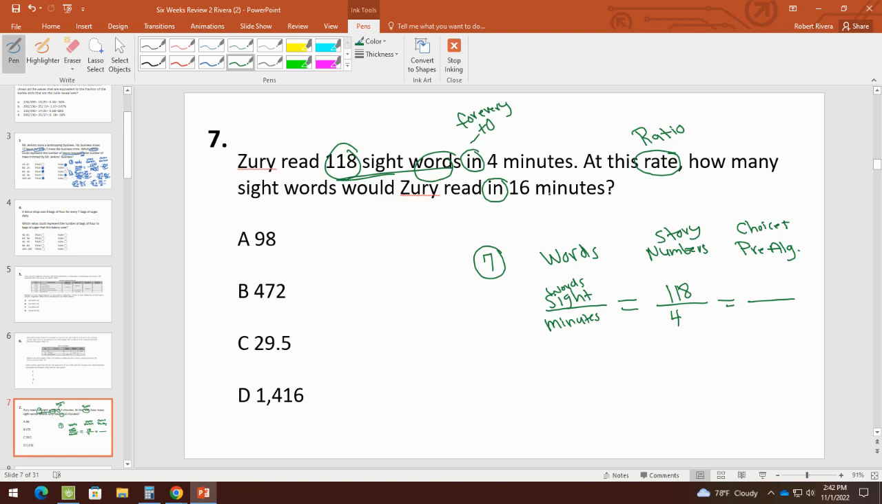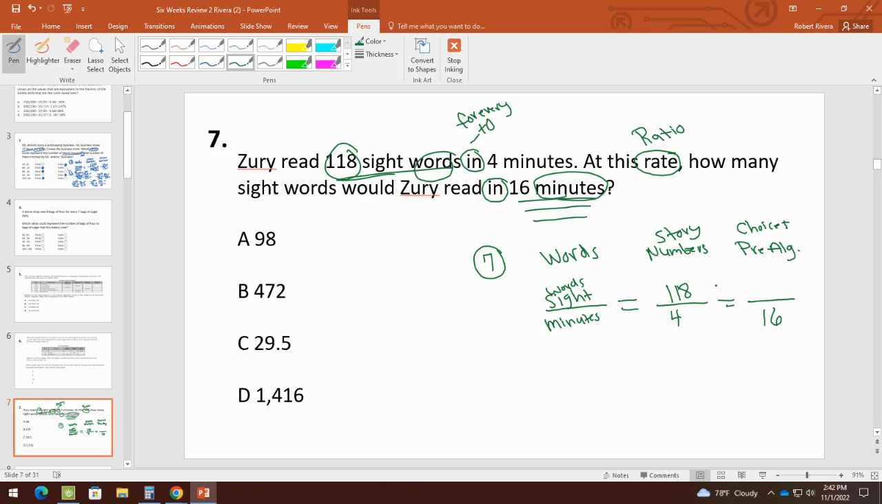Before I put the choices, I know that we still have a 16 over here that we haven't used, so we have to use it because it's also what? Minutes. So you see the word minutes? That's why we have to put them in the bottom. If the word minutes was in the top, we would put them in the top, but in this case, it's in the bottom, it stays in the bottom.